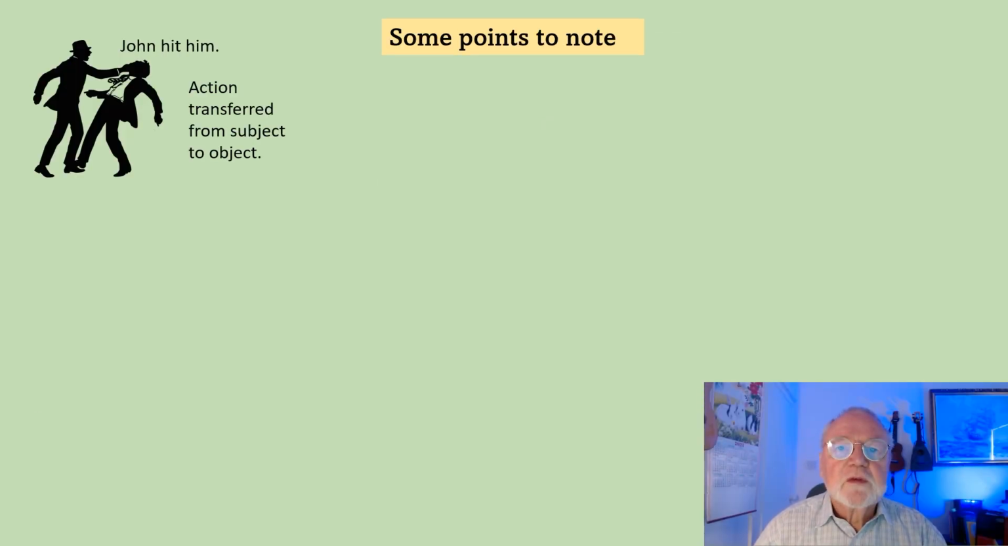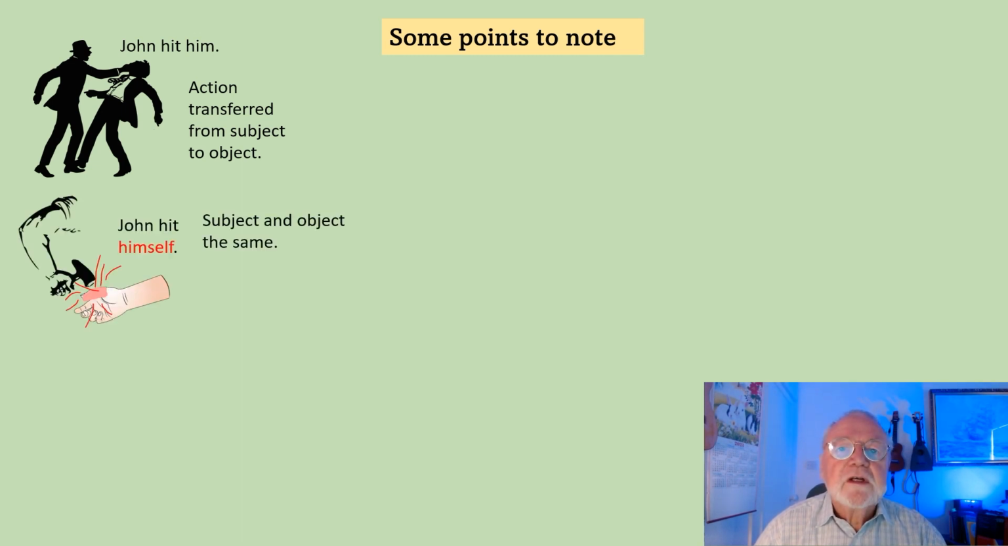Here are some points to note about reflexive pronouns. Let's just remind ourselves where we use an object pronoun. John hit him. In other words, the action is transferred from the subject to the object. But with a reflexive pronoun, the two are the same. John hit himself. Subject and object are the same.